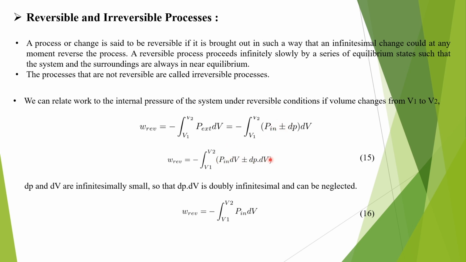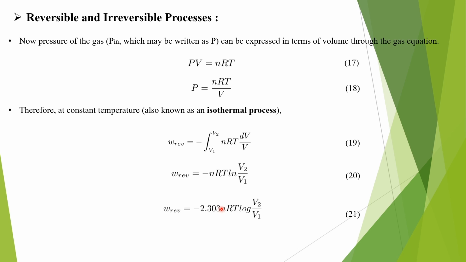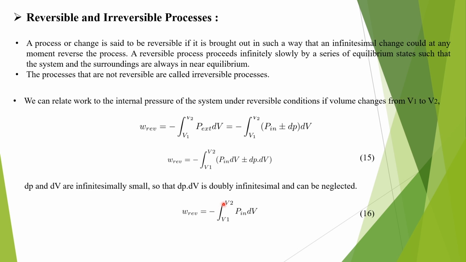So if we substitute it, we get this expression. Now this quantity dP times dV is very, very small, so we can actually neglect this one. So we get W reversible is minus the integral from V1 to V2 of P internal times dV. This is the general expression, and this expression is valid for all gases irrespective of the gas molecule.